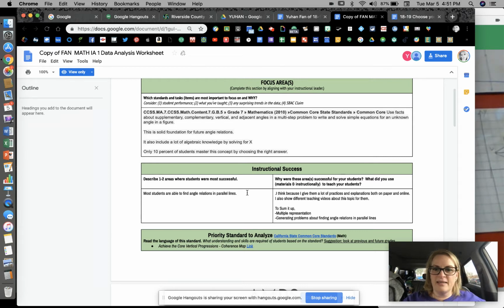Yes. Okay, and then why were these areas successful? You wrote that you think it's because you gave them a lot of practice with paper and online, and you also showed different teaching videos about the topic as well, right? Yes. And then, to bring it all together, you showed them multiple representations and generated problems to find angles in parallel lines, right? Yeah. Okay, so I'm just paraphrasing what you said because it was a little hard to hear you, but okay, good. So I'm on the same page as you.